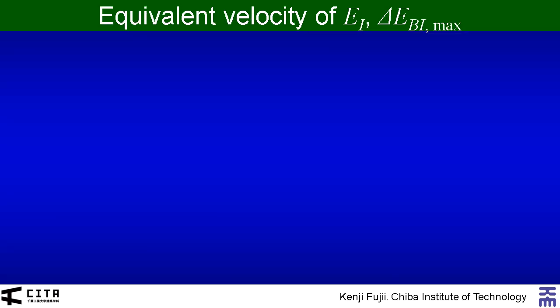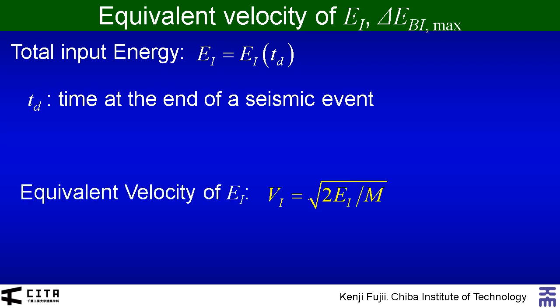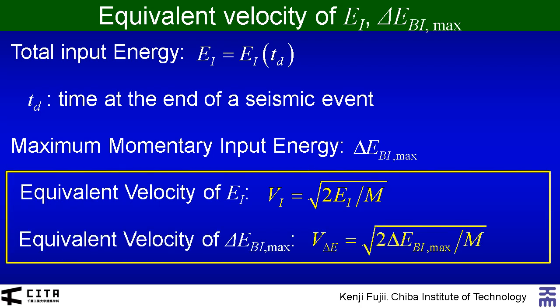For the convenience, the equivalent velocity of the two energy parameters are defined. The total input energy, EI, is the cumulative energy input until the time at the end of a seismic event. Its equivalent velocity, referred to as Vi in this study, is shown here. While for the maximum momentary input energy, its equivalent velocity, referred to as V delta E, is here.